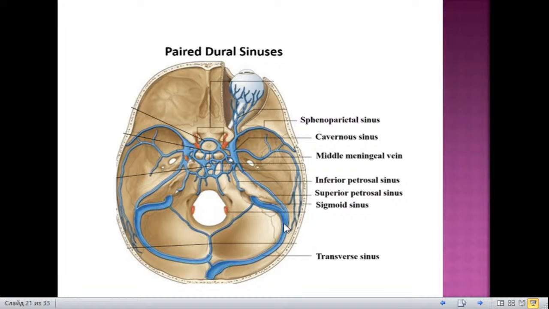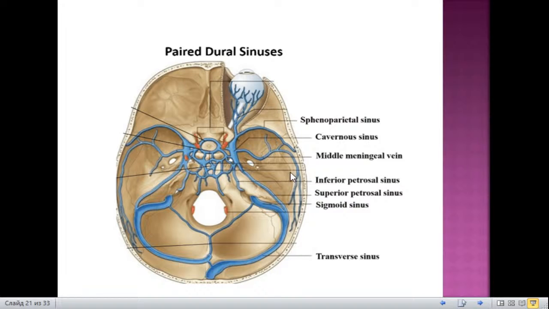Just one feature. For flat bones of the roof of skull, we need to add the name diploic to the common name of the vein. So frontal diploic vein, parietal diploic veins, occipital diploic veins. Now you understood.